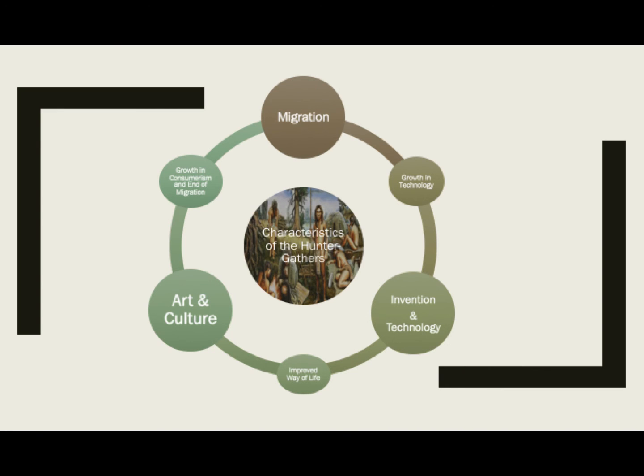And then finally, if you look at this last chart, it will show the main three ideas that were discussed: migration, invention and technology, art and culture, and how they influenced each other. With migration came that growth in technology, which then influenced an improved way of life and more time to cultivate art and culture, thus a growth in consumerism, and towards the end, an end in migration.